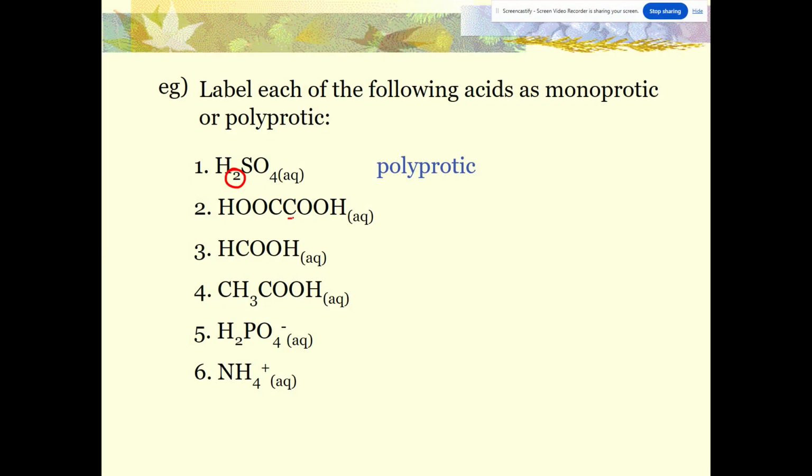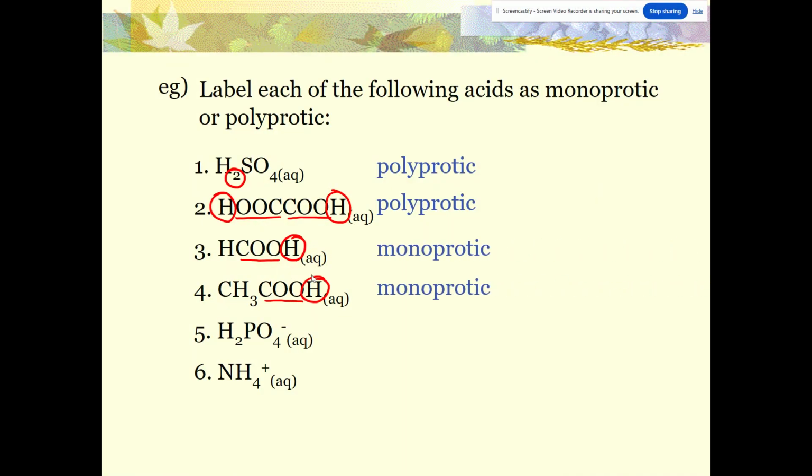Here I have the COOH group twice, so both of those hydrogens are donatable. It is polyprotic. Next, there's only one COOH, so only that hydrogen, and same with the next, only that hydrogen is donatable. So those are both monoprotic.